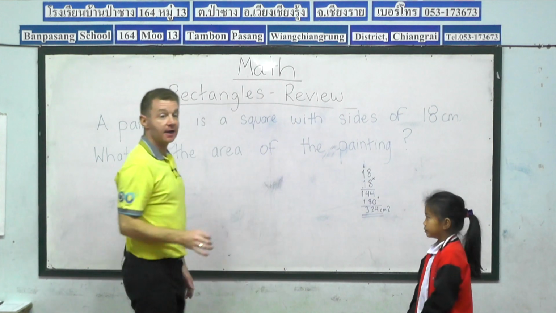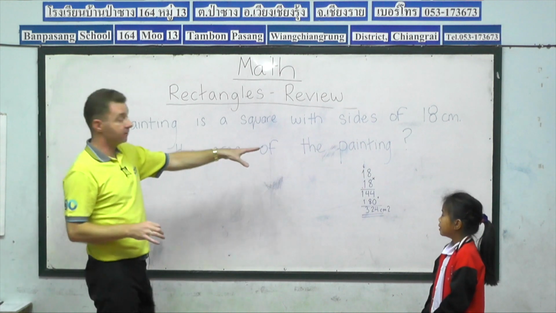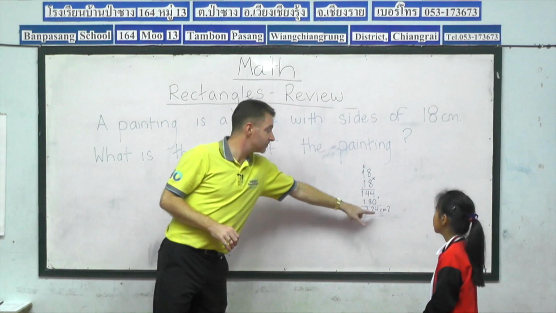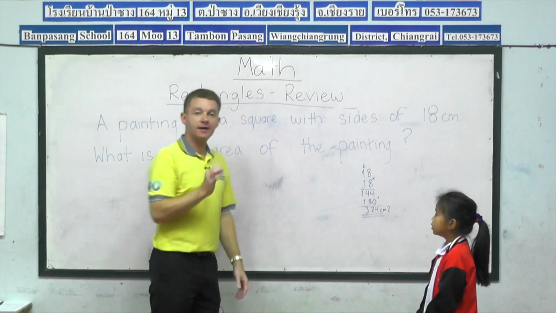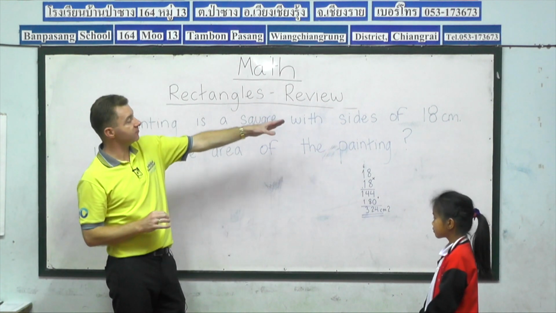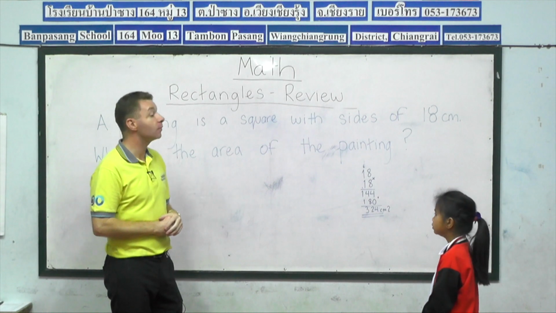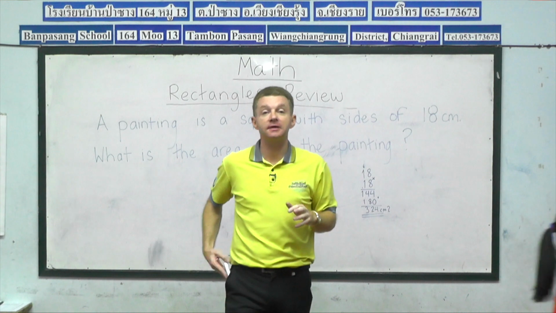So our answer, guys, the area of the painting is 324 centimeters squared, which we do by measuring the distance or the length of the sides. And that was brilliantly worked out. High five. Big round of applause, please, guys.